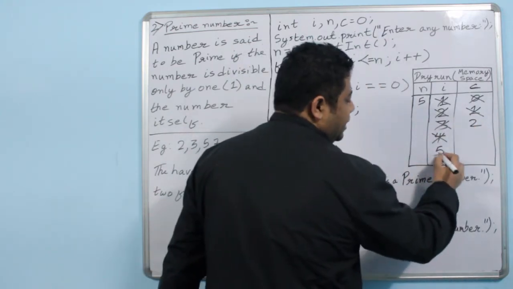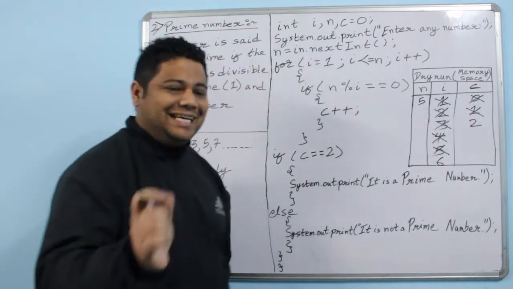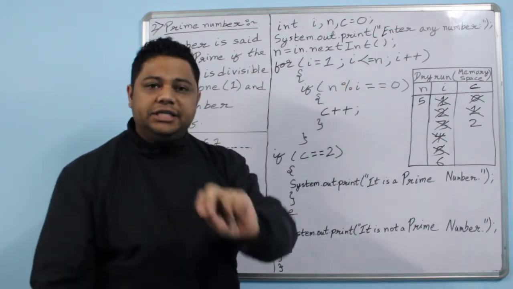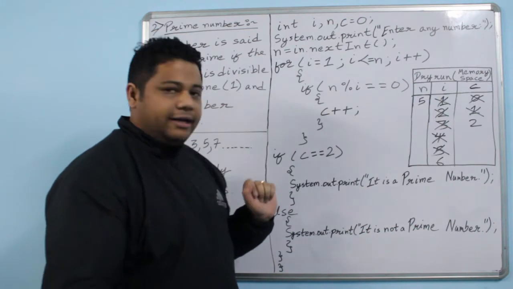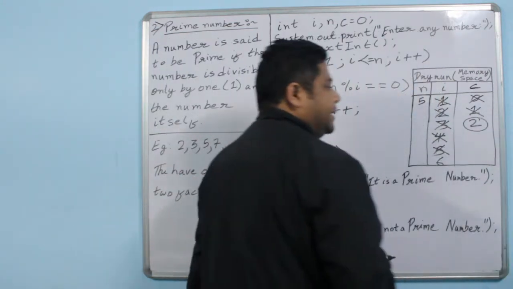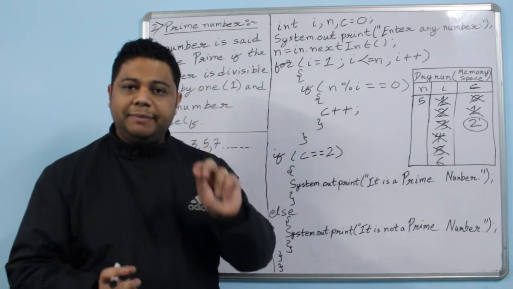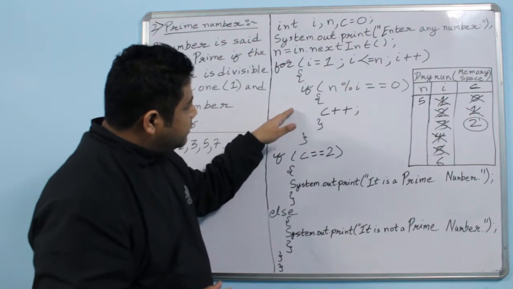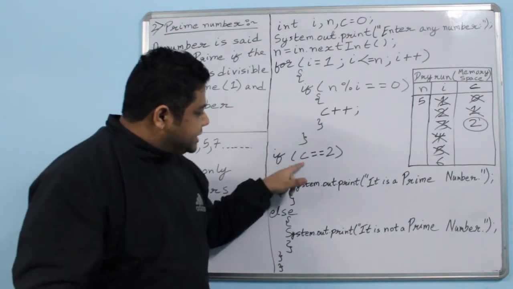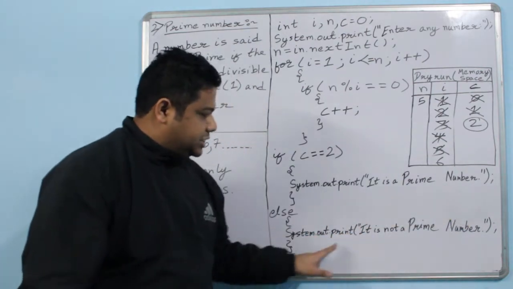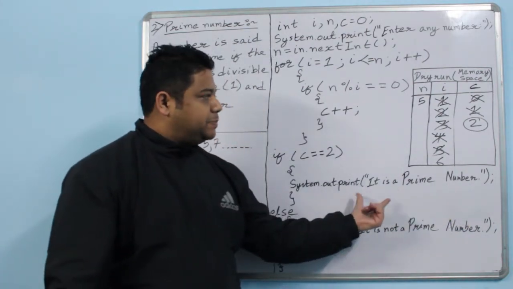Then the value of I becomes 6. When the value of I is 6, the condition becomes false. 6 is less than or equal to 5? The condition is false. The loop is over. Now after that, if you notice, the value of C becomes 2. That means the number 5 has 2 factors. So it's a prime number. So after the for loop is over, if C equals 2, it's a prime number. Else, it is not. So you understood what is happening when the number is prime.